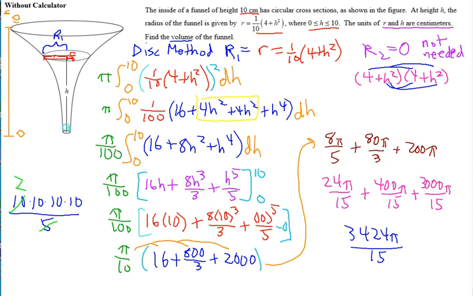And then the units here, since we're talking about volume, it's three-dimensional. Notice it says R and H are in centimeters. This would be centimeters cubed. So we do have specific units, not just units cubed, because they give them to us in the problem.